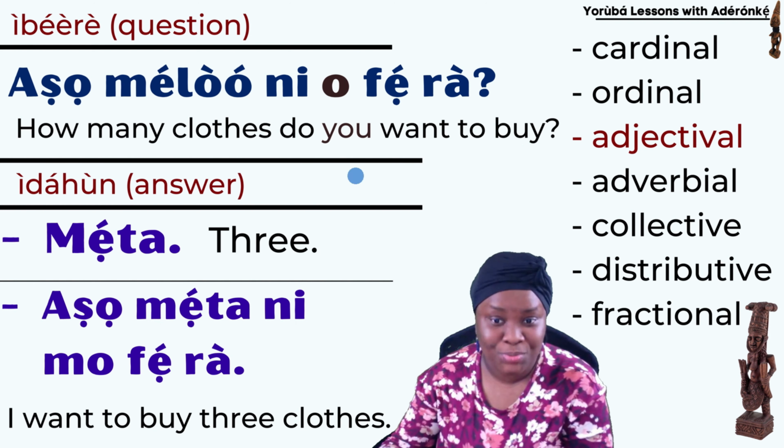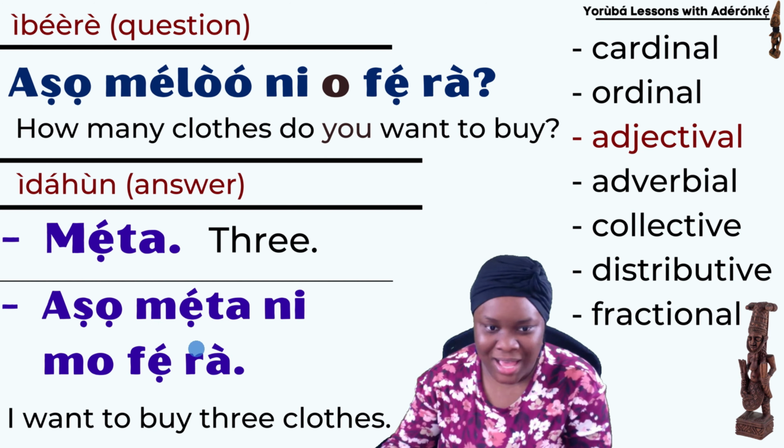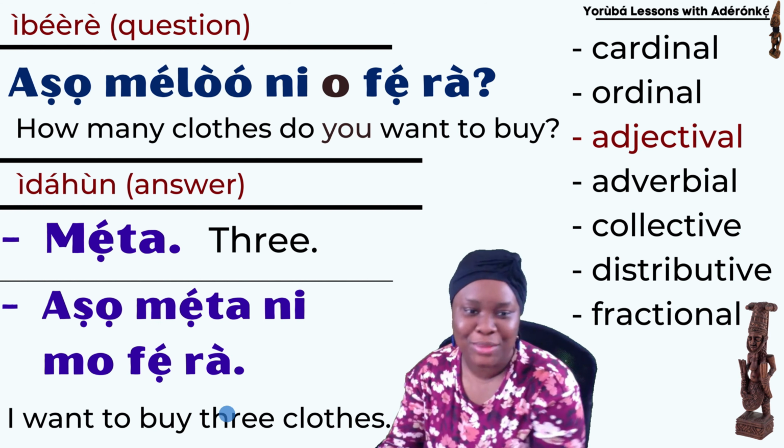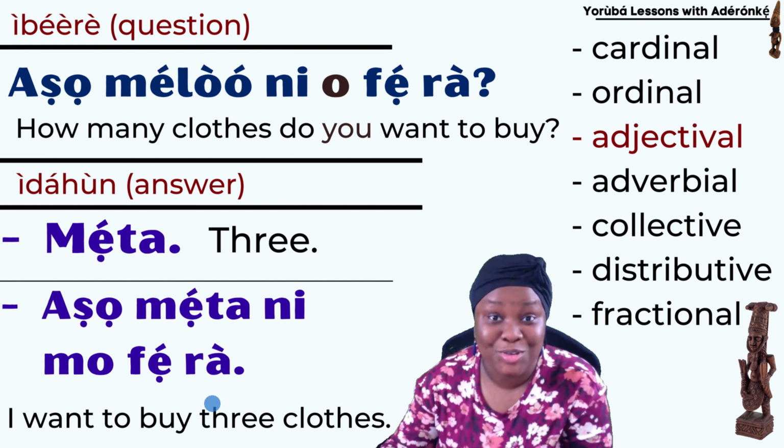I want to buy 3 clothes. Mo fẹ́ rà, I want to buy 3 clothes. The adjective will come after the noun. I want to buy 3 clothes. Mo fẹ́ rà aṣọ mẹ́ta.